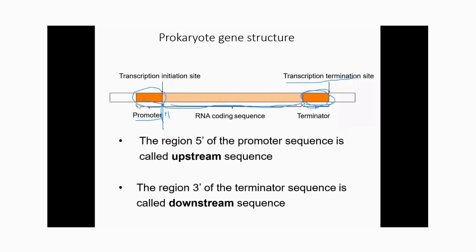So here we have the 5' region, and these are the 3' region. The 5' side of the promoter sequence is called the upstream. So this region is called the upstream, and this region is called the downstream. These regions are called with a specific nomenclature.